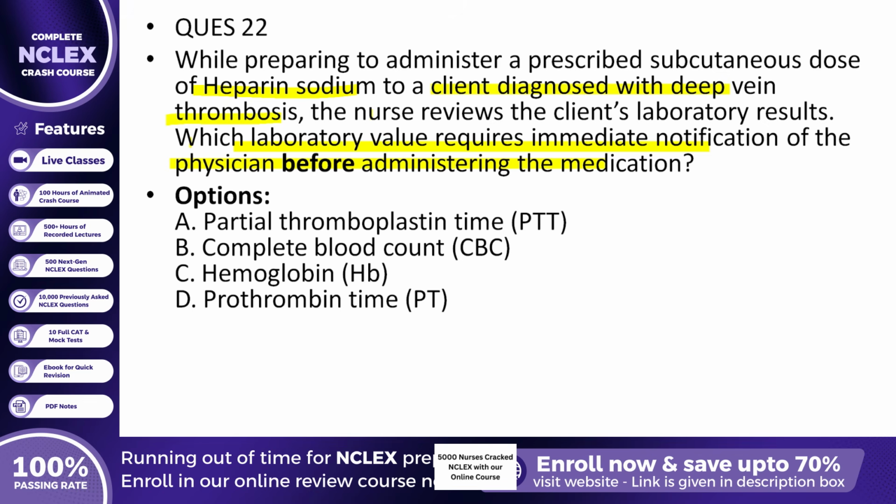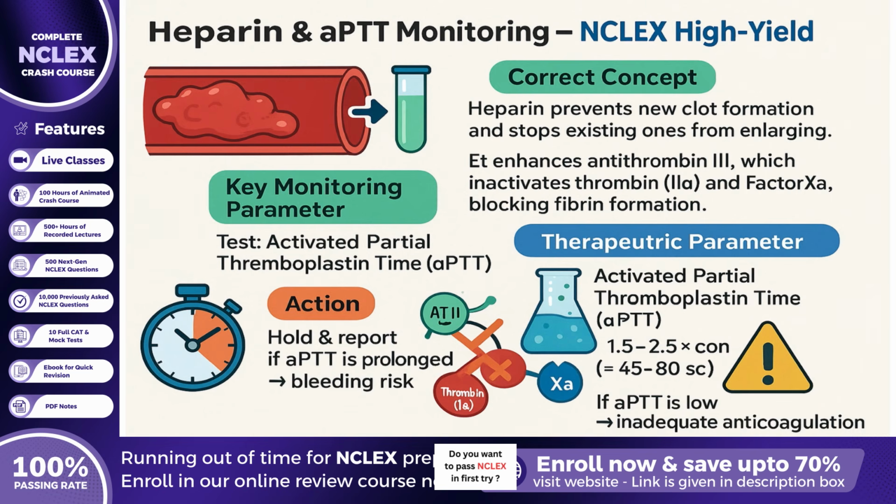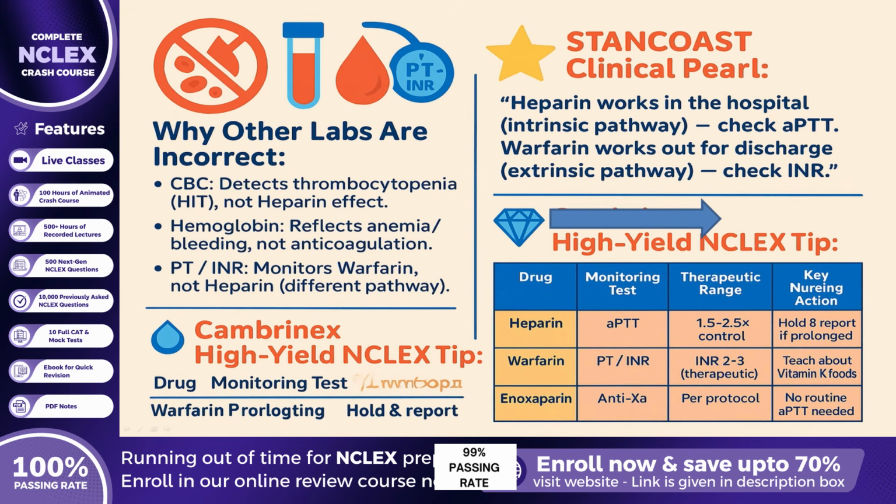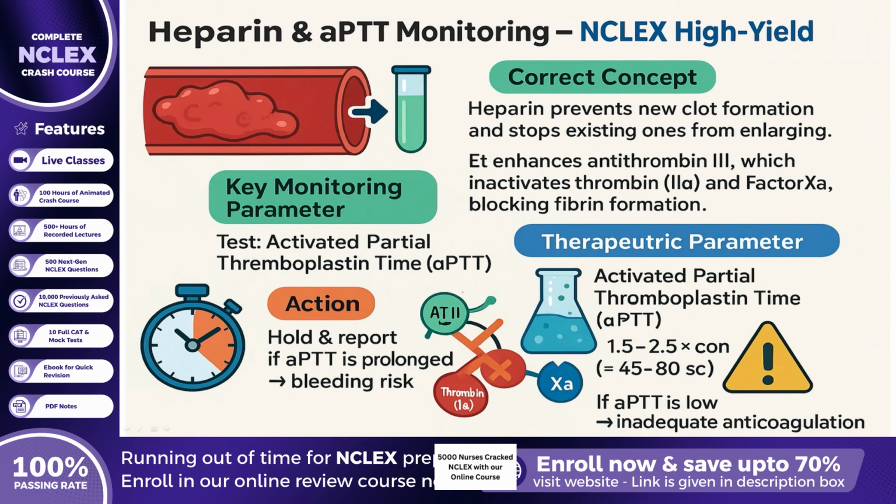The correct answer is option A, partial thromboplastin time, PTT. Diving deeper into the rationale, heparin sodium functions as an anticoagulant by enhancing the activity of antithrombin III, which inactivates thrombin and factor Xa. This action inhibits the conversion of fibrinogen to fibrin, thereby preventing the formation of new clots and stopping the extension of existing ones. Because heparin acts on the intrinsic and common pathways of the coagulation cascade, the most accurate laboratory test for monitoring its therapeutic effect is the activated partial thromboplastin time, or aPTT.